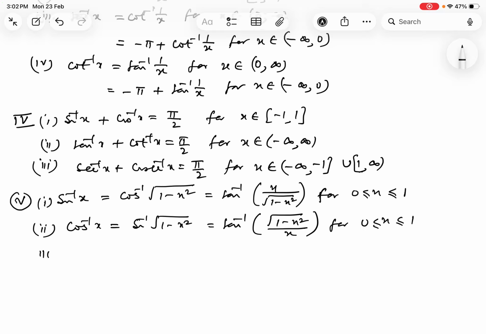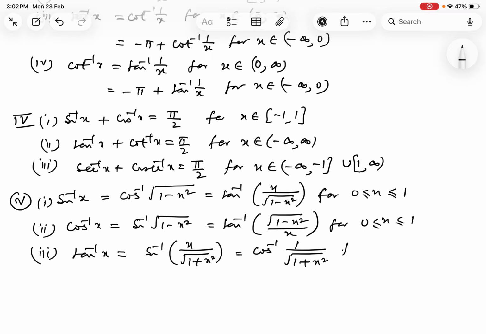And in this third result, tan inverse x is always equal to sine inverse of x by root of 1 plus x square, which is equal to cos inverse of 1 by root of 1 plus x square, if x is greater than or equal to 0. This is your fifth result.